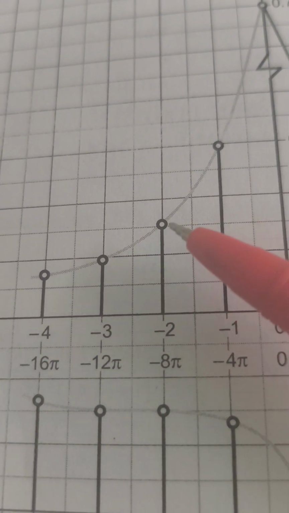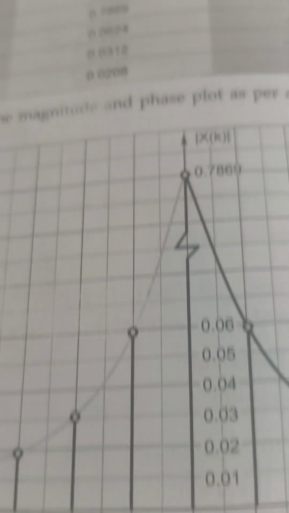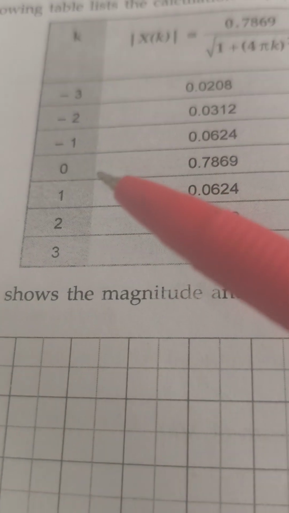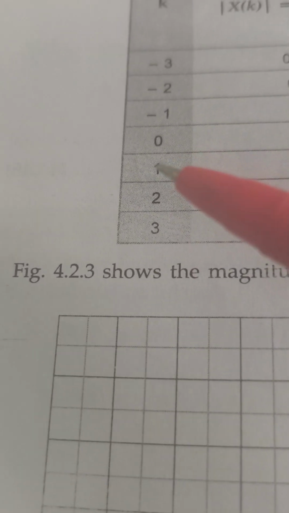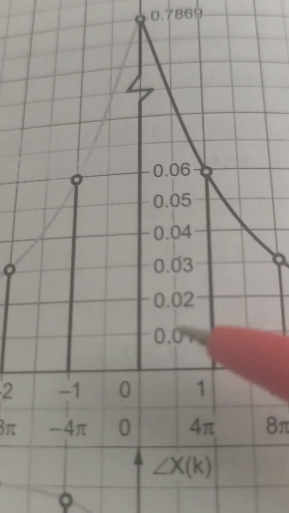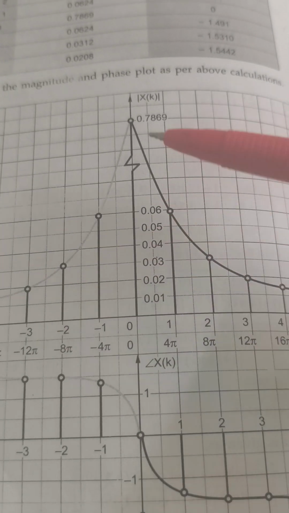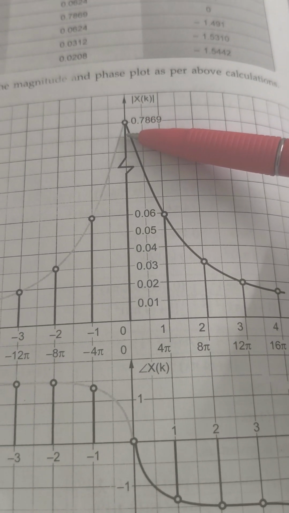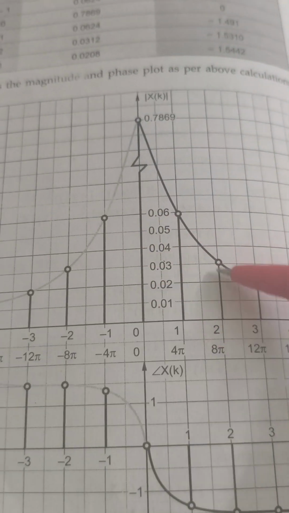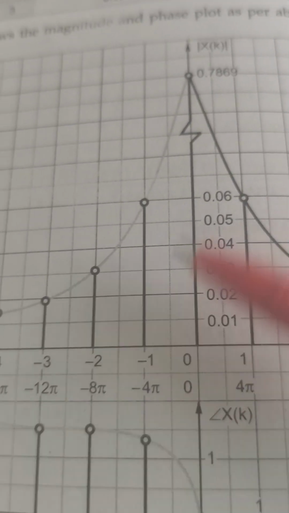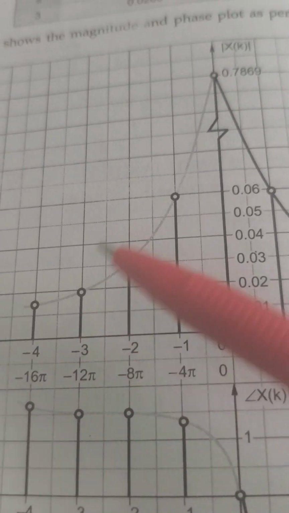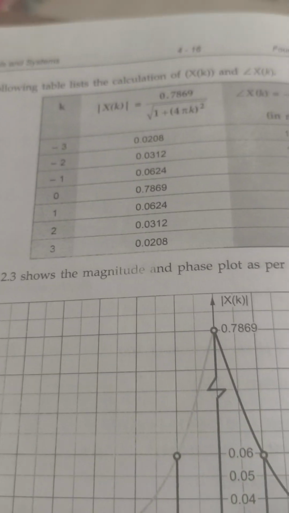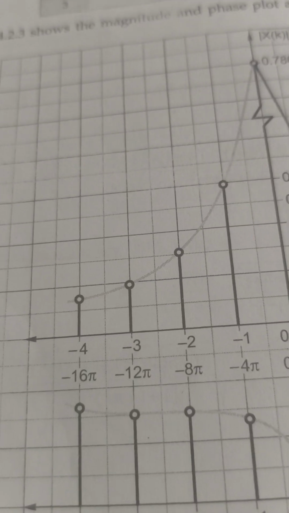Like this we will get the sequences. For 0, how much is the magnitude? It is 0.78. When the value of k is 0, we get X[k] as 0.78. This is one more sequence. As we go on substituting, we will get these values. Now we will get the sequences like this. This is the magnitude spectrum, magnitude of X[k].